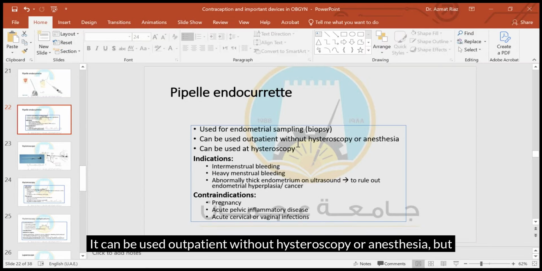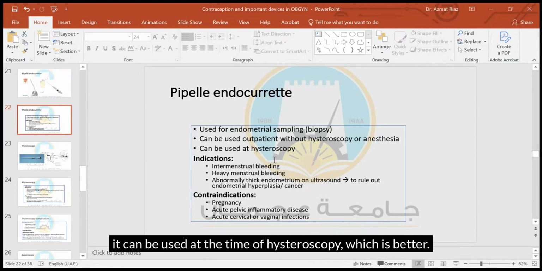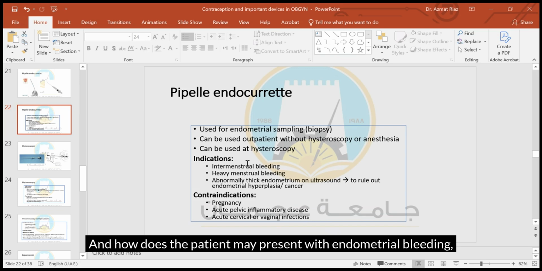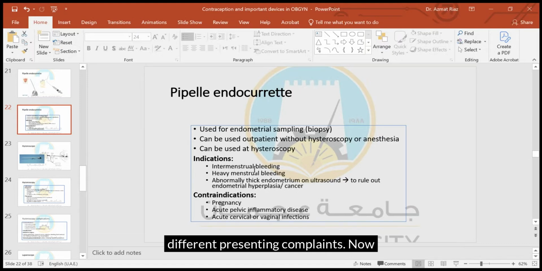It can be used in the outpatient setting without hysteroscopy or anesthesia, but it can also be used at the time of hysteroscopy, which is better. What are the indications? The indication is mainly to rule out endometrial hyperplasia and endometrial cancer. The patient may present with intermenstrual bleeding, heavy menstrual bleeding, or abnormally thick endometrium on ultrasound, to rule out endometrial hyperplasia and cancer.